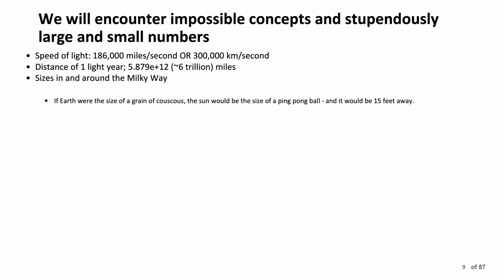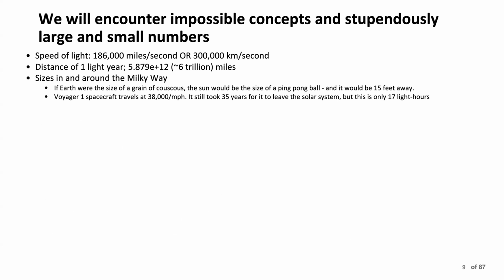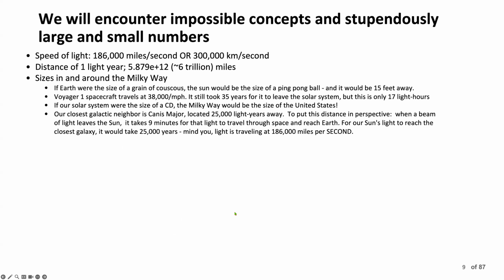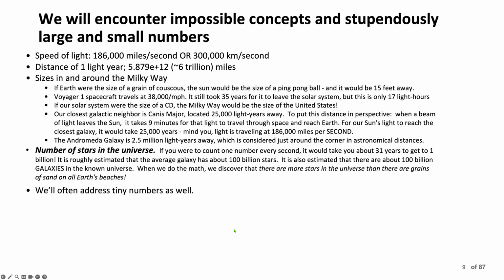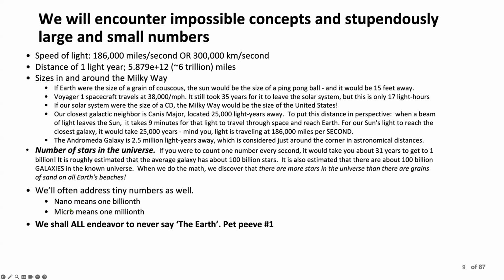So here's a page of information you can go and look at if you need to. It includes some properties of the universe, such as the speed of light, how big a light year is, how big the Milky Way is. I'm not going to go over this. You can read this at your leisure. And because we have to understand the smallest things in the universe in order to understand the dynamics of the cosmos, we'll also occasionally use terms related to tiny numbers as well.